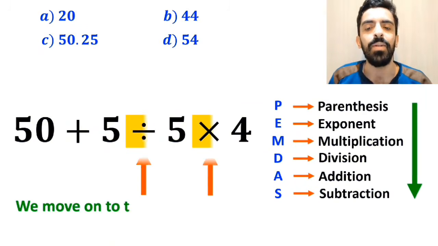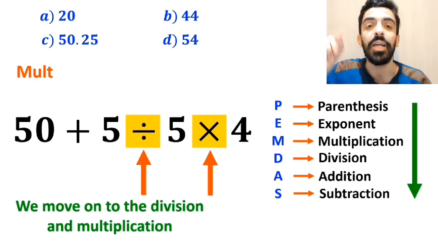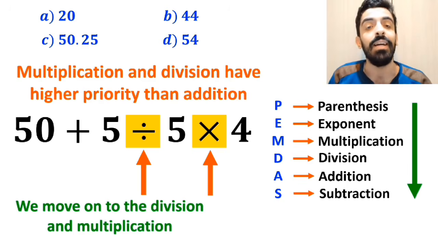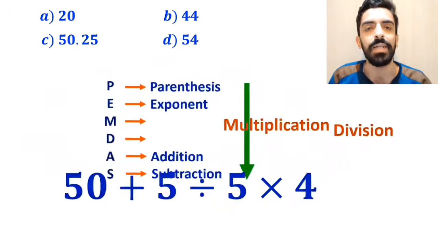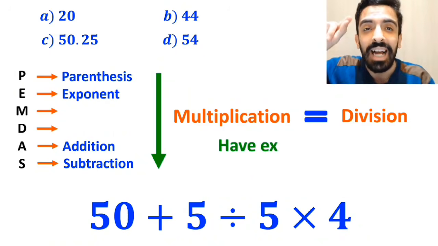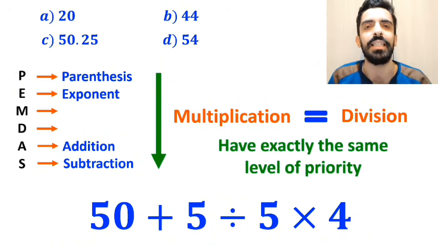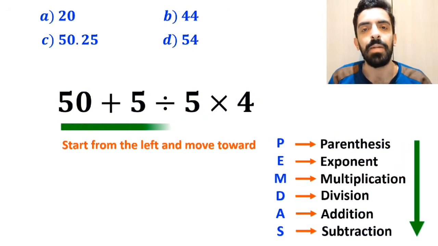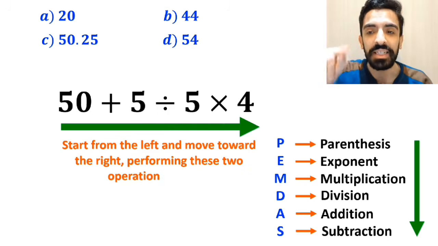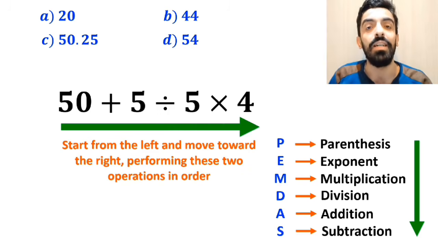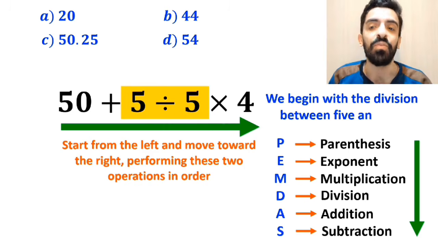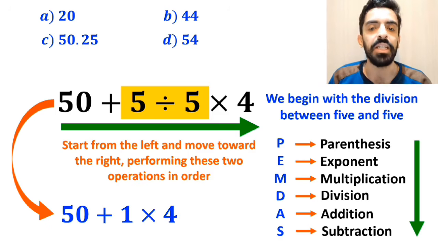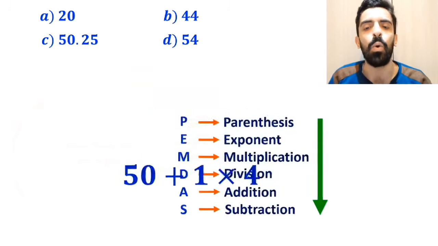And the next step, we move on to the division and multiplication, because multiplication and division have higher priority than addition. However, it's really important to understand that multiplication and division have exactly the same level of priority. In this situation, the best approach is to start from the left and move toward the right, performing these two operations in order. So, we begin with the division between 5 and 5, and instead of this expression, we can write 50 plus 1 multiplied by 4.